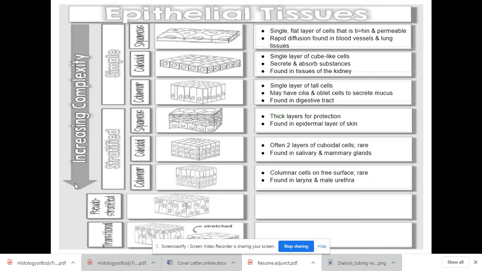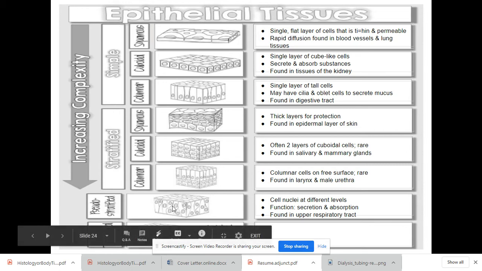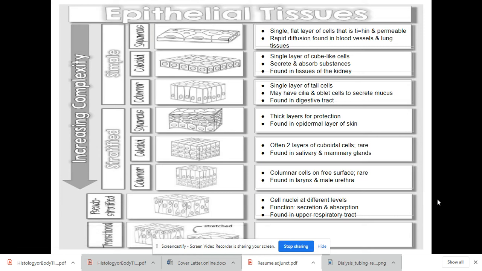There's a couple of epithelial tissues that kind of have a random shape, and so that's what pseudostratified is. So you notice it's not a straight layer, and it looks like it's more than one, but it's actually only one layer of cells that are kind of squished together. So the cell nuclei would look like they're at different levels, but they're really not. The function of those is secretion and absorption, and it's found in the upper respiratory tract.